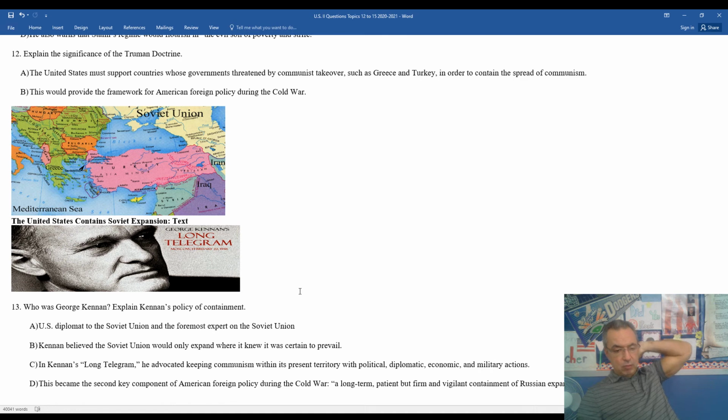Kennan believed the Soviet Union would only expand where it knew it was certain to prevail. They weren't going to risk losing a military conflict just for the sake of expanding, but they would exploit weaknesses, such that if they knew they could easily overrun a place and install a communist government, they would time and time again.